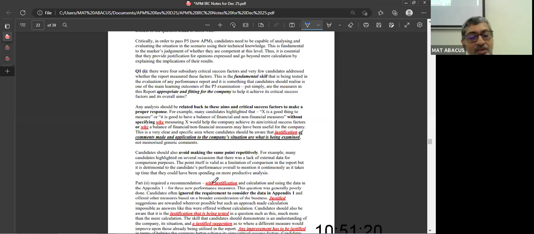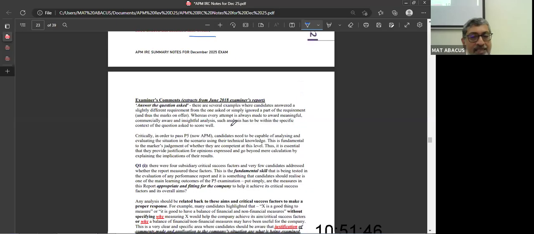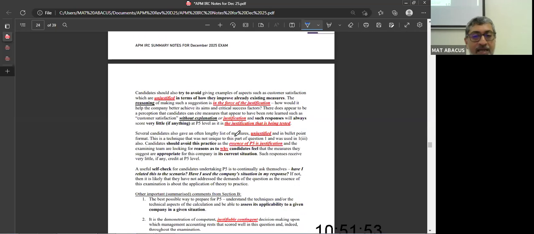But two requires a recommendation with justification and calculation using the data in Appendix 1. Candidates often ignore the requirement to consider the data in Appendix 1 or look for other measures. Justified suggestions are rewarded wherever possible, but such an approach made calculation impossible as answers like this were offered without calculation. Candidates should also be aware that it is justification that is being tested. So throughout this June 2018 examiner's comment, the examiner is highlighting that it is justification. And he made it very clear.